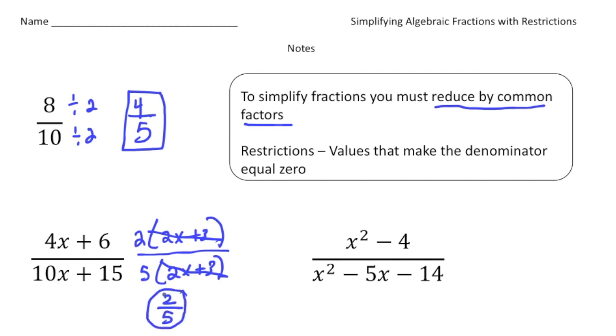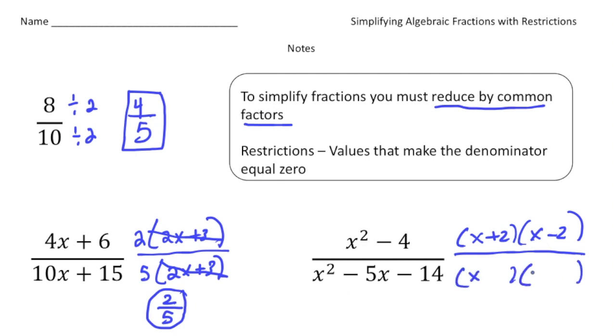Alright, let's do one more. Notice this one has a binomial on the top and a trinomial on the bottom. But again, it's simplified the same way as these other two fractions, where we first need to factor. So x squared minus 4, that's a difference of squares. So that's going to be (x plus 2) times (x minus 2). And then down here, I'm going to go with reverse FOIL for this one. So this is going to be (x and x), and minus 7, and plus 2.